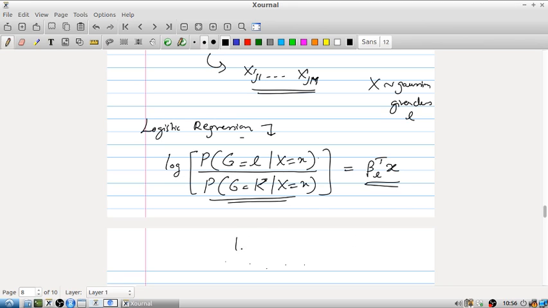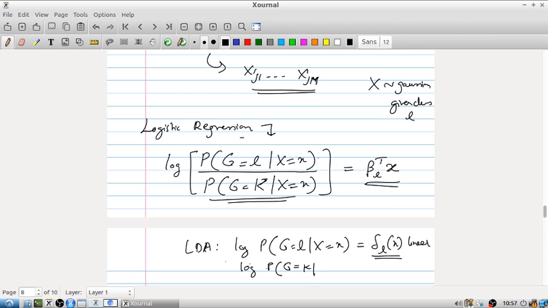Because if you remember, for LDA, the log of P of G equal to L given X equals x was basically the discriminant function delta L of x, which was linear, right? And you know that log of A divided by B is log of A minus log of B. So I'm just subtracting two linear functions. If I take the log of P of G equal to k given X equals x, that's some other linear function delta k of x, which is also linear. If I subtract these two logs, that is basically this ratio for the LDA case, and in the LDA case also it is linear.